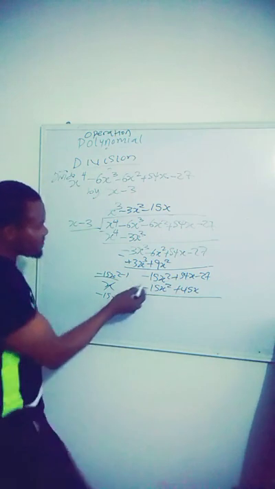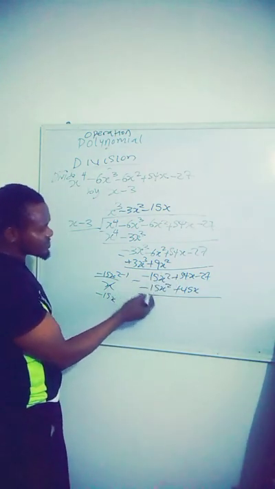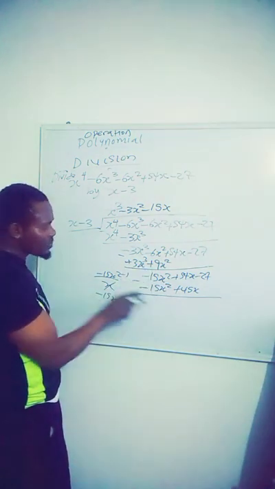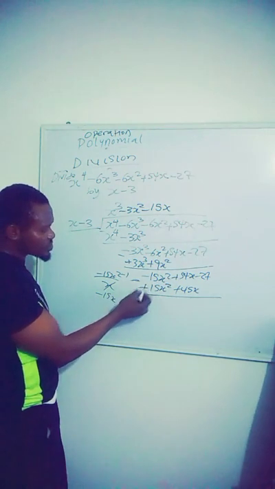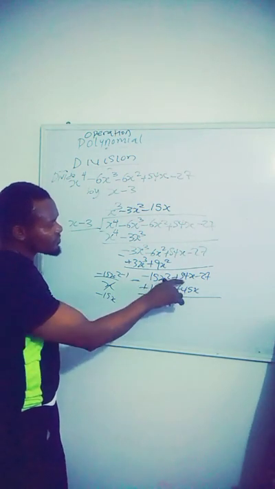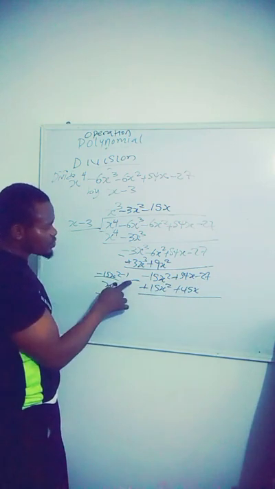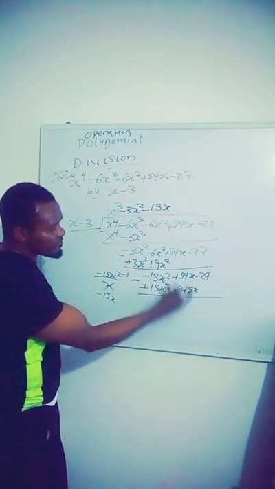So this one becomes minus 15x squared minus 15x squared. So the only sign that will change this one to 0 is negative. So this negative here will change this one to positive. This one becomes 0. So 54x plus 45x. This will change this one to negative. So we are having 54 minus 45.